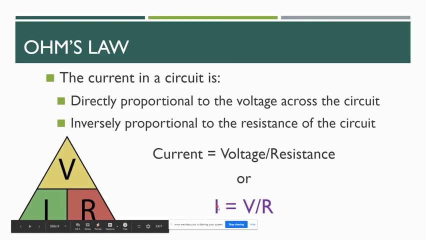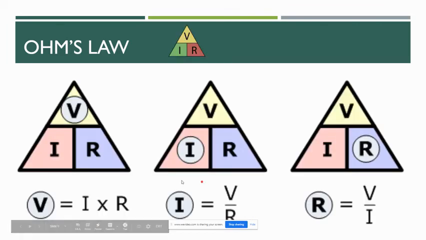Now, for those of you not familiar with algebra, that means we also have a lot of other relationships here. So if I is equal to V divided by R, using algebra, we can come up with these two other equations, meaning that voltage is the current multiplied by the resistance. Or to find the resistance in a circuit, we can measure the voltage, measure the current, and divide voltage by current.